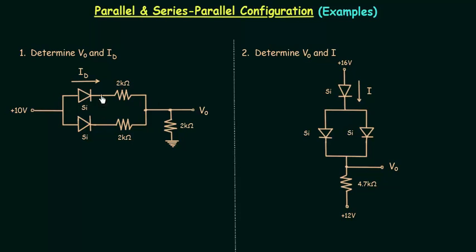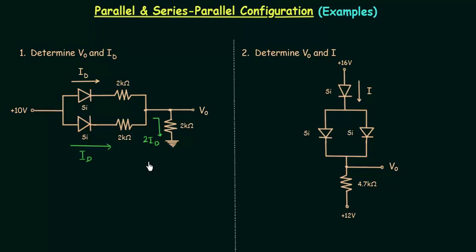In this branch, we have one silicon diode and one 2 kilo ohm resistance. In this branch also, we have one silicon diode and one 2 kilo ohm resistance. So current in this branch is also equal to ID, and current through this resistance is equal to twice of ID. You can easily find out current flowing through this resistance by using the KCL, Kirchhoff's current law, and it is equal to twice of ID.